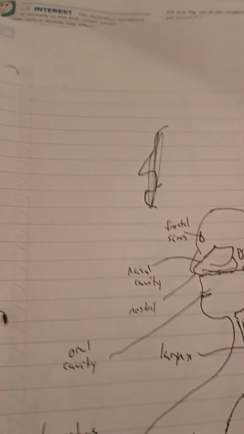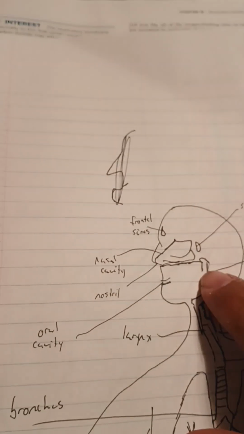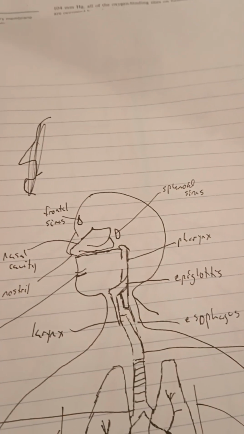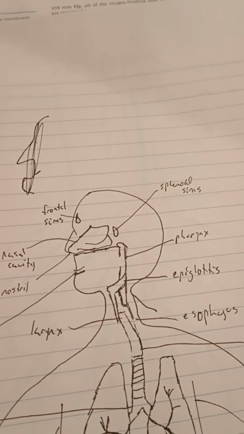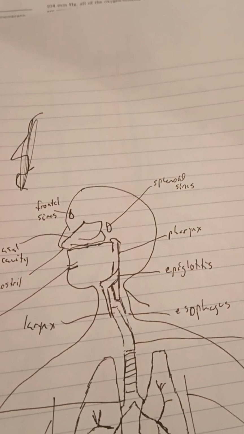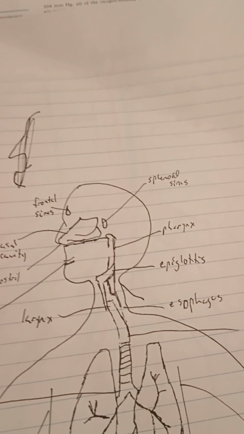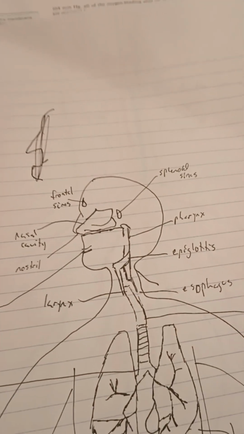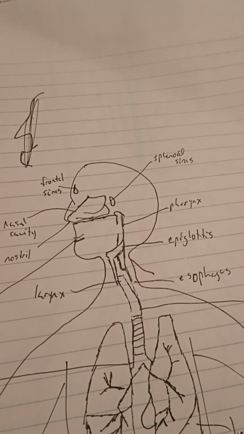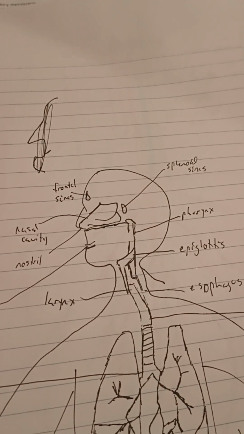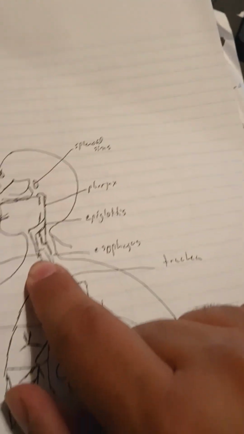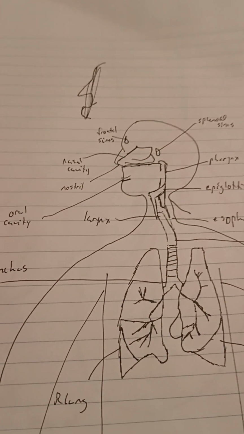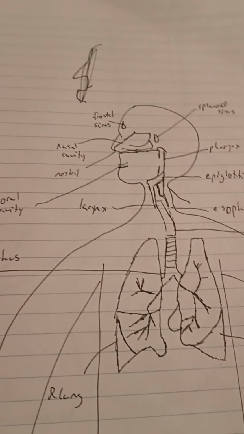Next is the pharynx, and that is right here, and it's commonly called the throat. It's the space behind the oral and nasal cavities, and the epiglottis. It transitions down here into the esophagus, and it's the passageway for food and air, and it also helps produce the sound of speech. And right over here is the larynx, which is your voice box, and being that it's your voice box, it's going to contain the vocal cords.